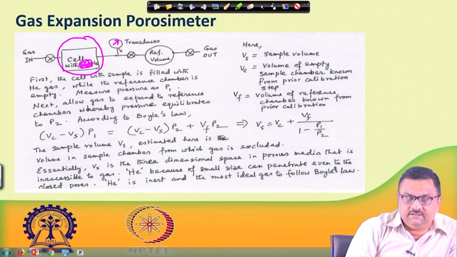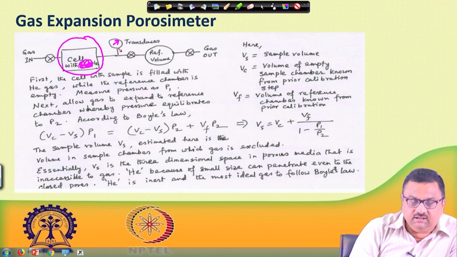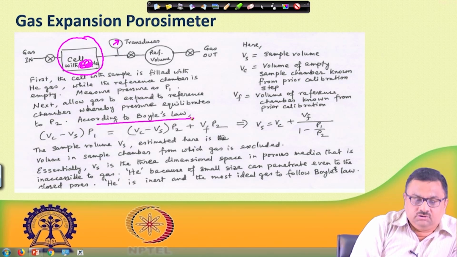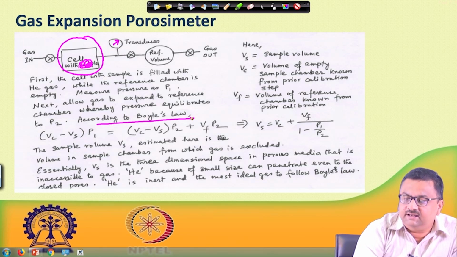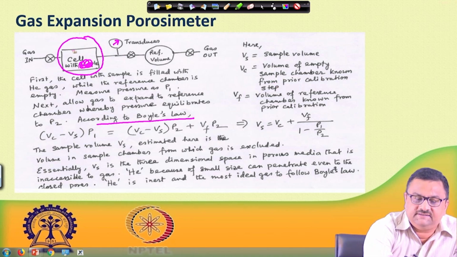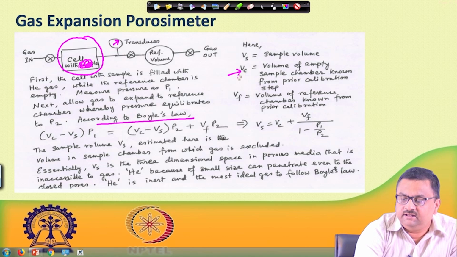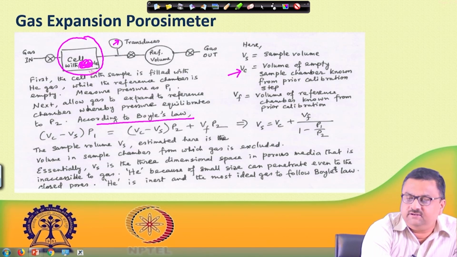Okay. In that case, we can do a quick calculation here, making use of Boyle's law. Initially, let us say Vc is the volume of the empty sample chamber. This is called the sample chamber or sample cell. Vs is the solid volume, called the sample volume, whose porosity you want to measure.